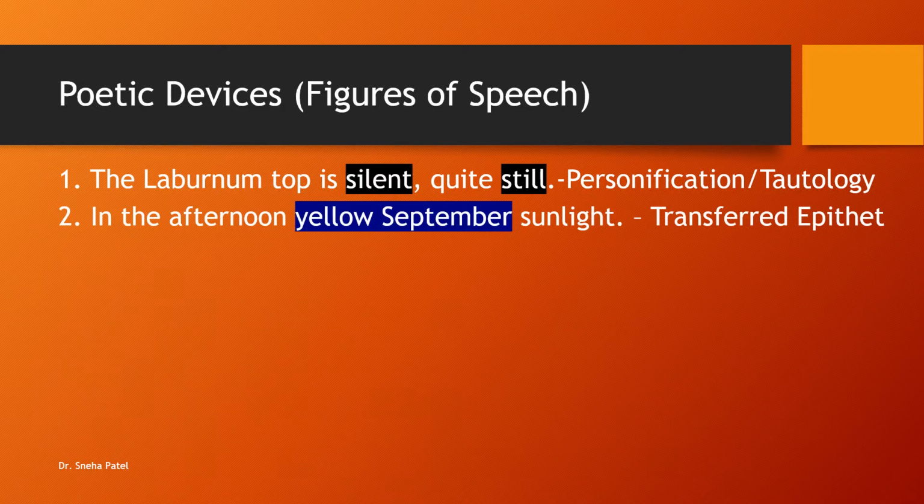In the afternoon yellow September sunlight. Here, transferred epithet is used. September is not yellow, but sunlight is yellow.